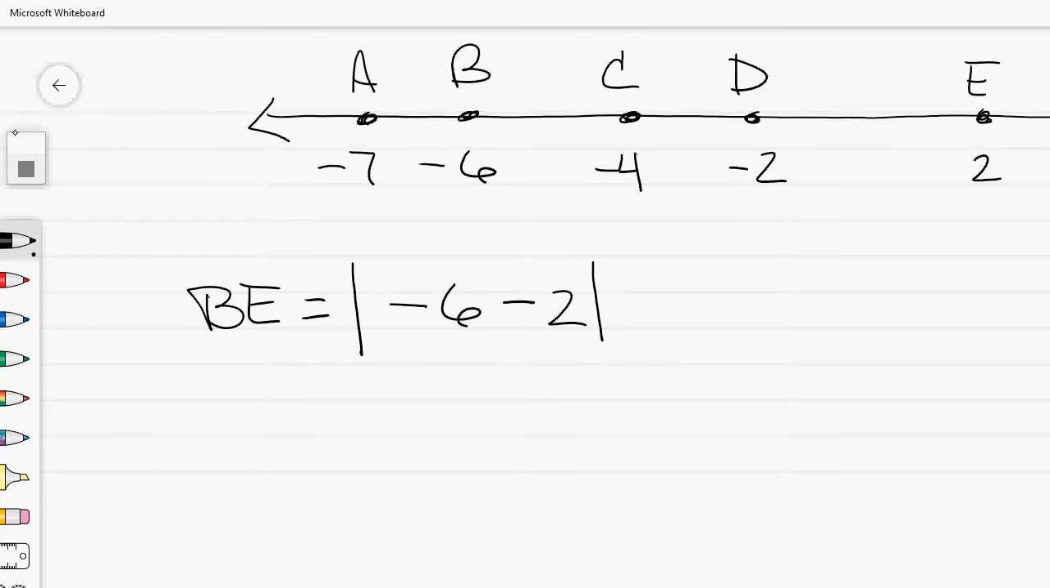All right, when you're dealing with absolute value, you finish what's inside the brackets. All right, so that would be the absolute value. -6 minus 2 would be -8. And the absolute value of -8 would be equal to +8. So from B to E on this number line would be 8 units.